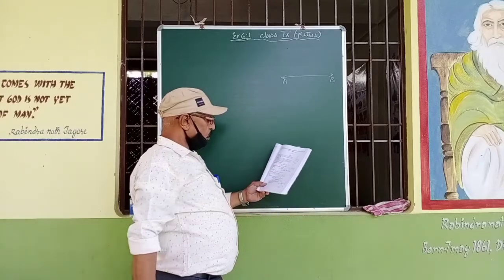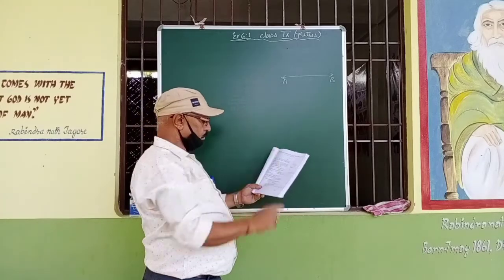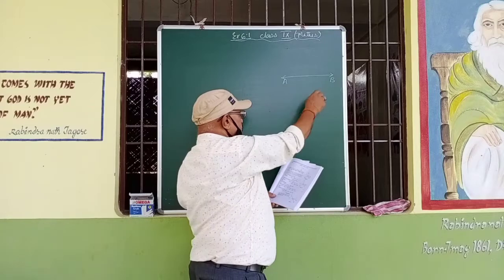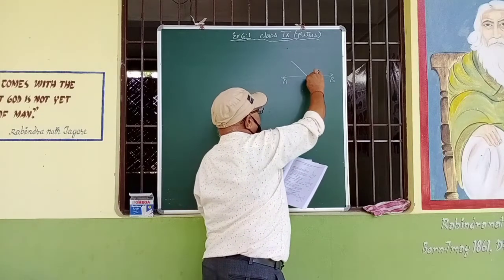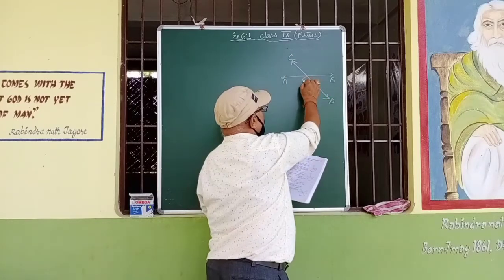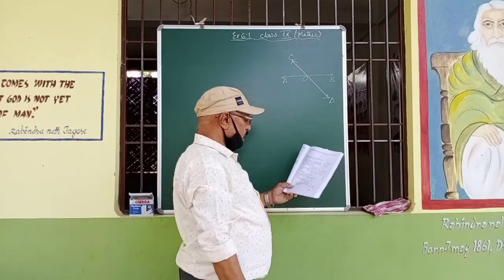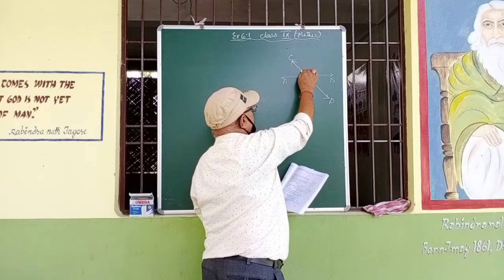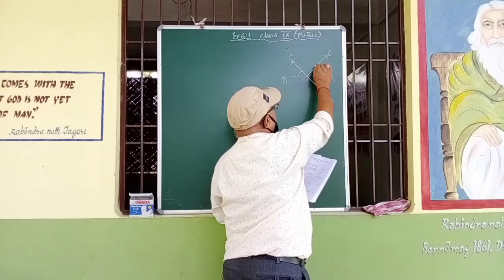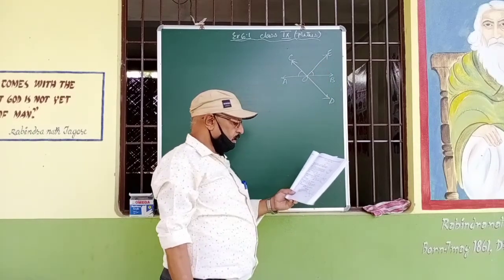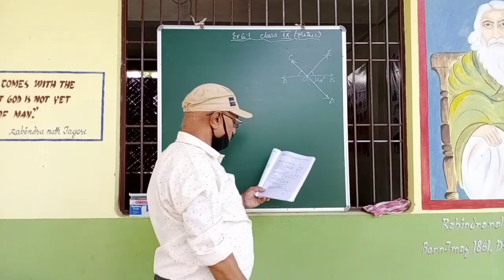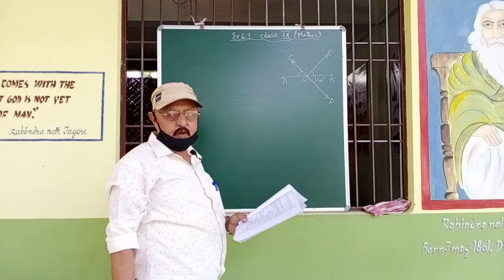So exercise 6.1 of class 9 mathematics. Question number 1, figure 6.13, lines AB and CD intersect at O. If angle AOC plus angle BOE is 70 degree and angle BOD is 40 degree, find angle BOE and reflex angle COE.